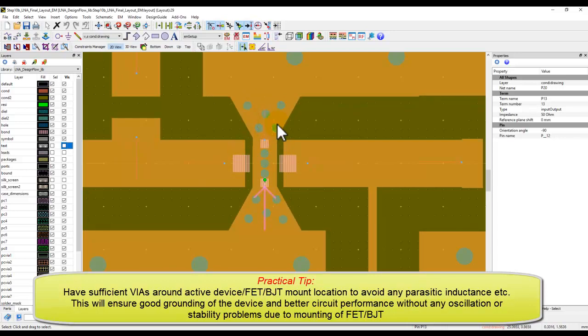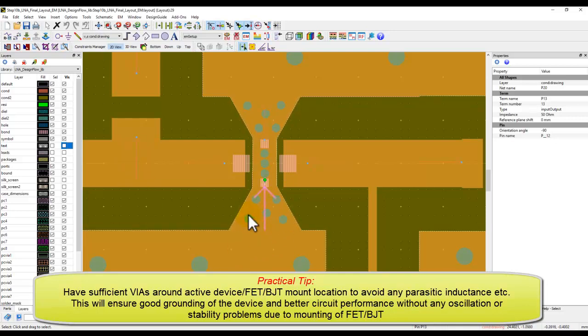Because if you don't have enough vias, and let's say sometimes you only have one via on this side, one via on that side, remember the source terminal should be connected to ground, and it should be done without any serious inductance. Otherwise, that will form a kind of series feedback when you have the inductor connecting to ground, and you will create a feedback loop.